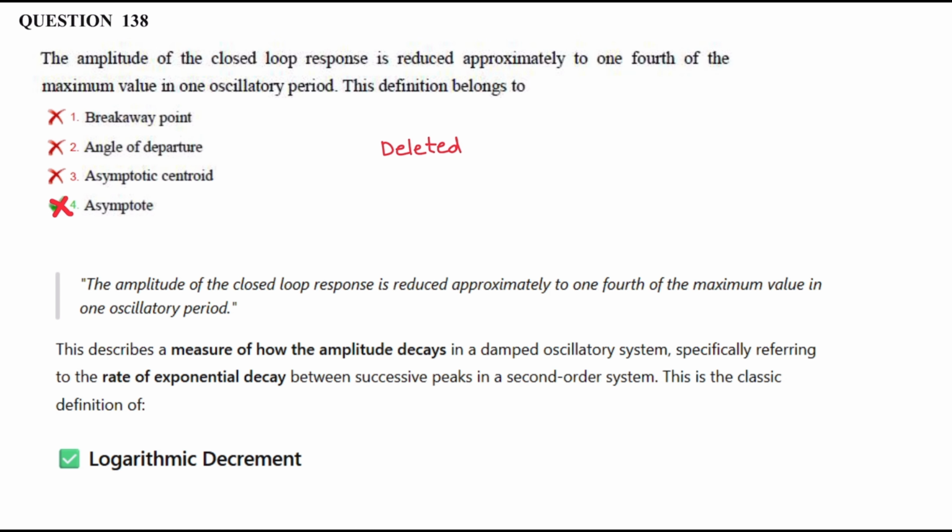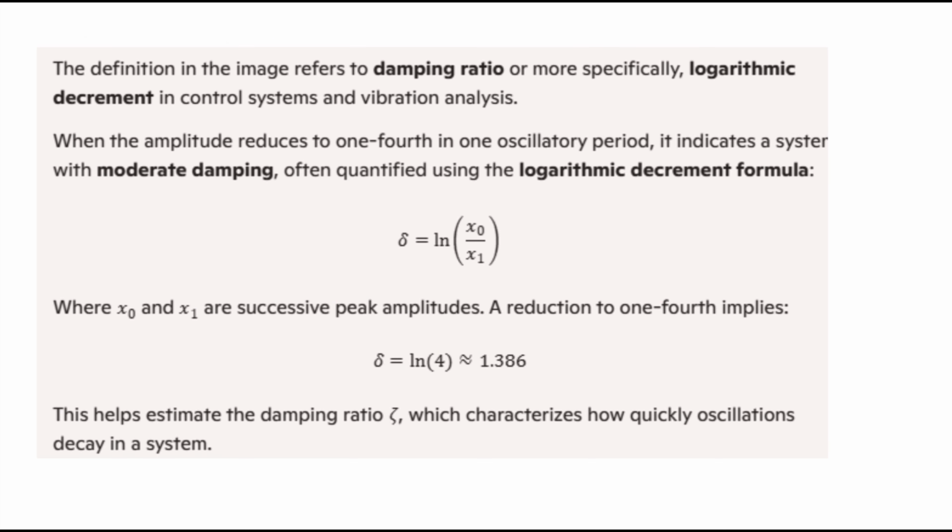Question number 138. The magnitude of closed loop response is reduced approximately to 1/4 of the maximum value in one oscillatory period. This definition belongs to logarithmic decrement. The measure of how the amplitude decays in a damped oscillation system, specifically referring to the rate of exponential decay between successive peaks in a second order system, is logarithmic decrement. Here none of the options are correct and the question is deleted. The definition refers to damping ratio or more specifically to logarithmic decrement in control system and vibration analysis.